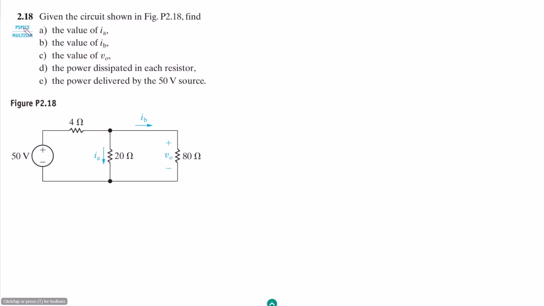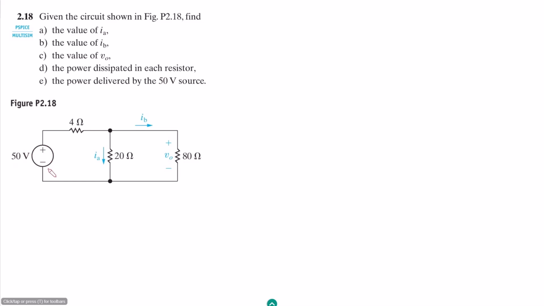Welcome back, guys. This is question 2.18 and the statement of it is: given the circuit shown in figure P2.18, find the value of IA, the value of IB, the value of V0, the power dissipated in each resistor and the power delivered by the 50 volt source.